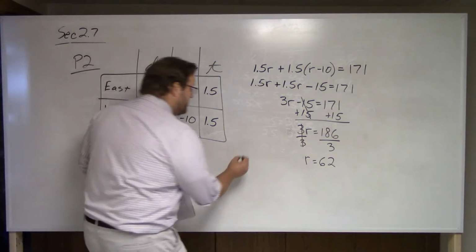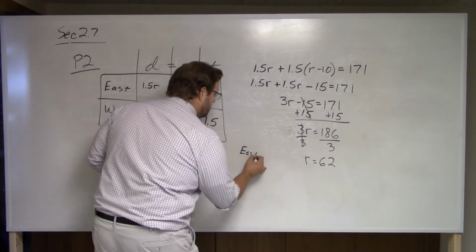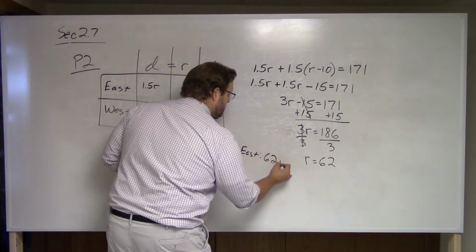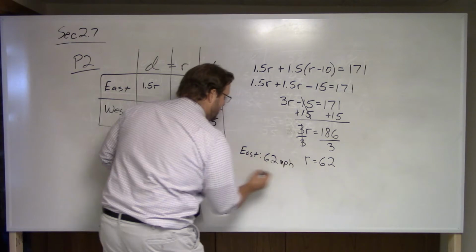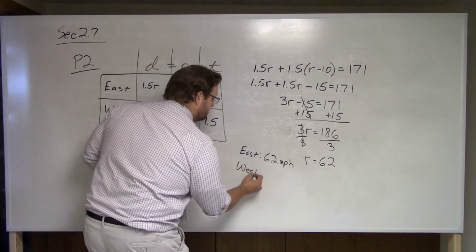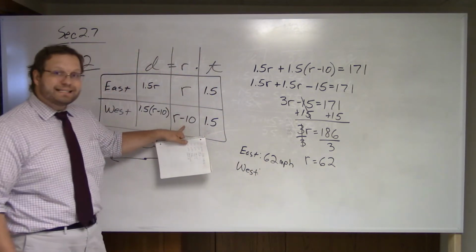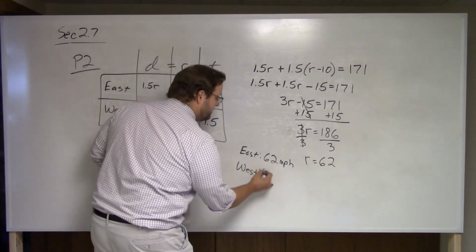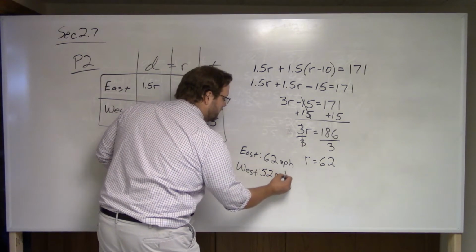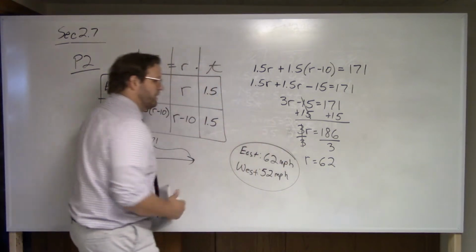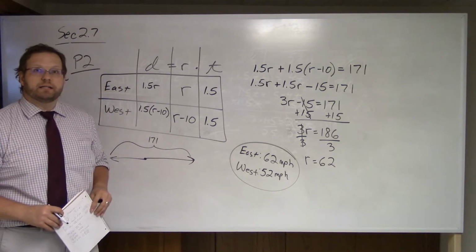So that eastbound train is going 62 miles per hour, and that westbound train was going 10 less than that, so it's going 52 miles per hour. And there's your final answer.